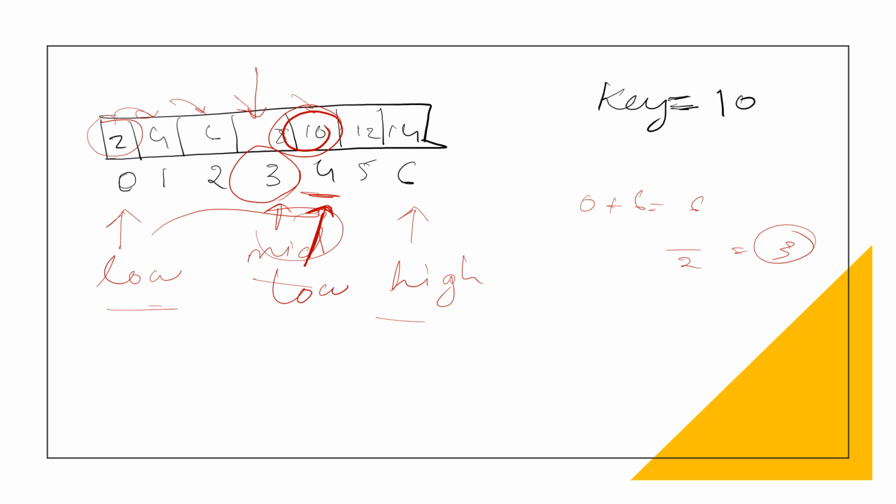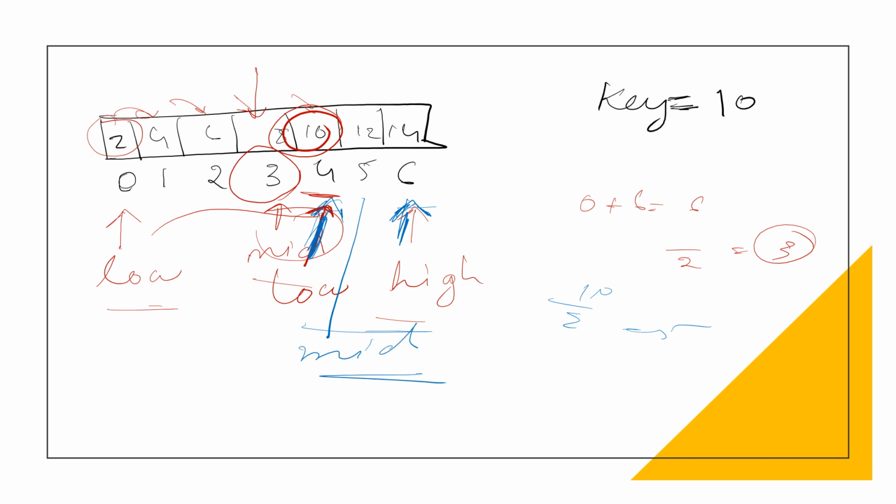Let me change the color so it's easier to understand. And this is a new low, right? And this will maintain our high. We are not going to change the high. Now what is the mid of this? 4 plus 6 by 2. What is that? 10 by 2, which is equal to 5. So here this will become a new mid.